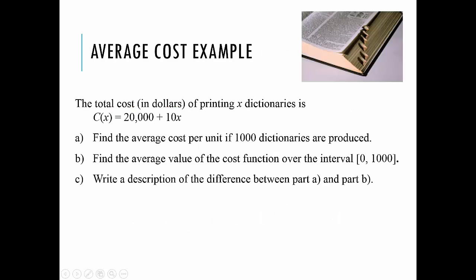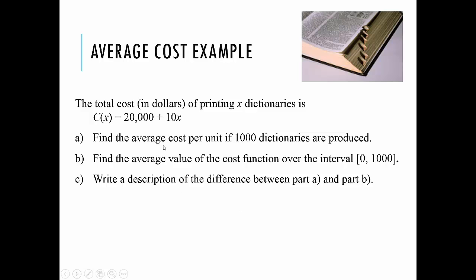It says the total cost in dollars of printing x dictionaries is C(x) equals 20,000 plus 10x. I want to find the average cost per unit if 1,000 dictionaries are produced. I want to find the average value of the cost function over this interval, so from 0 to 1,000 dictionaries, and then write a description of the difference between these two.